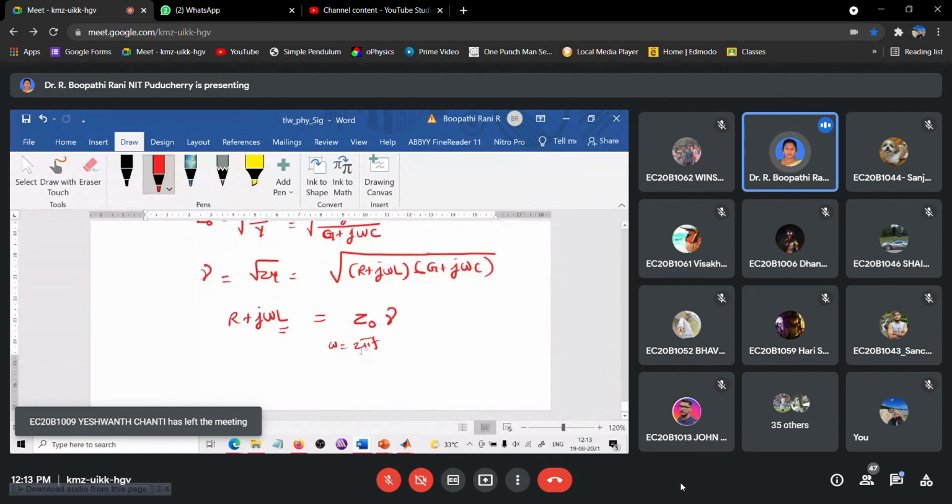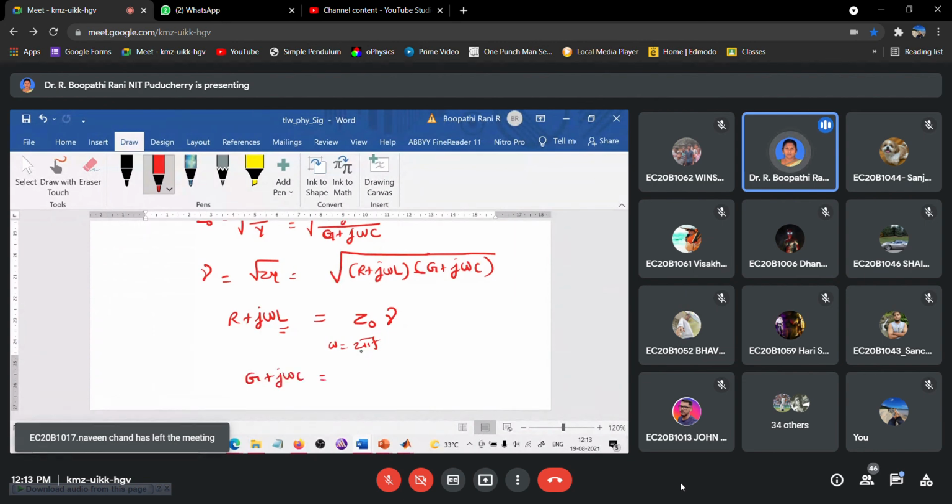Now G and C: G plus j omega C is what we want. So what do we have to do? We need to divide the propagation constant by Z naught. Isn't it? Then we get G plus j omega C, and this will be a complex number. Real part will give us G, imaginary part will give us omega C. Right? Is it right, students? Yes, ma'am.